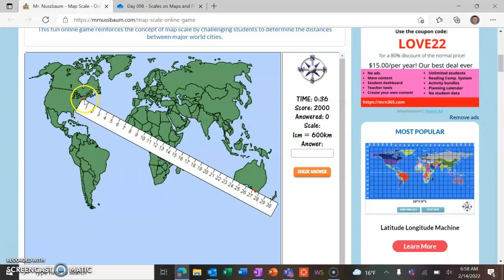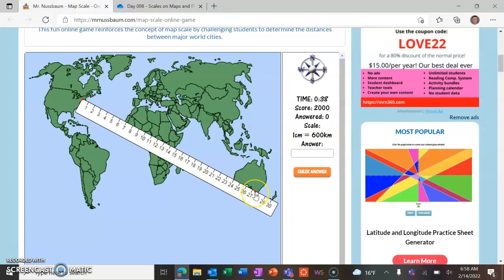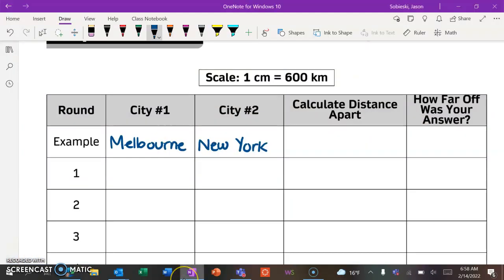Okay, so it looks like about 27.5 centimeters is how far apart these two cities are. So we're going to do 27.5. That's the amount of centimeters, and we know for each centimeter, that's going to be worth 600 kilometers. So we're going to multiply this by 600. And that should give us an answer of 16,500 kilometers apart.